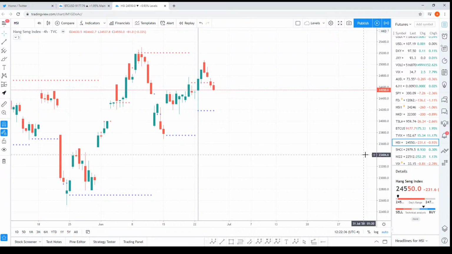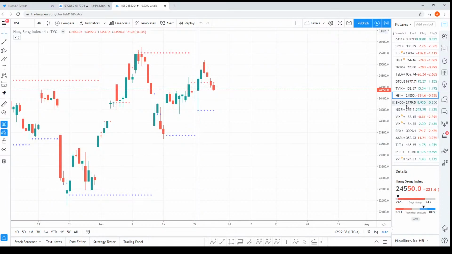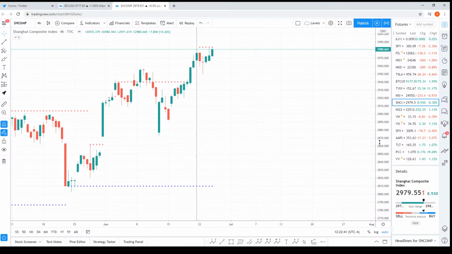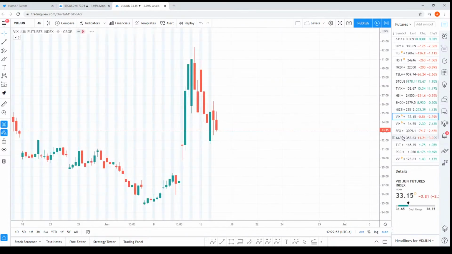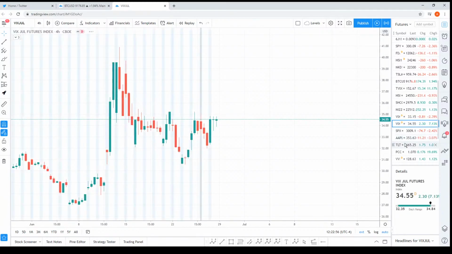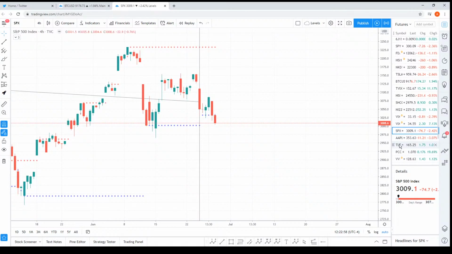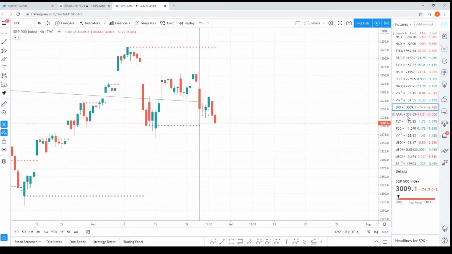The actual HSI index itself, no volume. Shanghai Composite Index itself, no volume. The NI 225 index itself, the Nikkei, Japanese market, no volume. VIX June contract, VIX July contract, SPX, which is the S&P 500 index with no volume data.